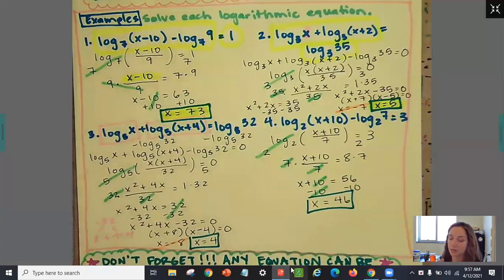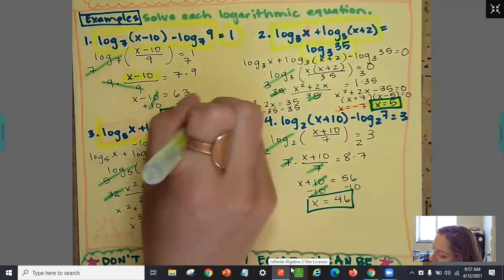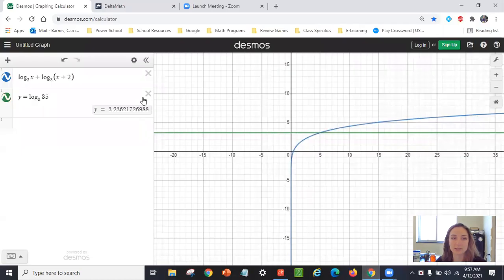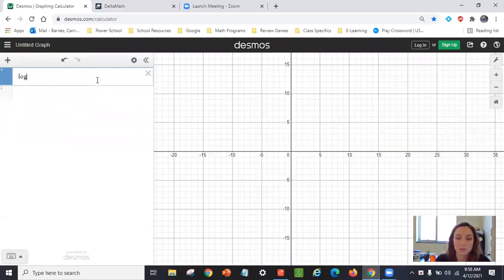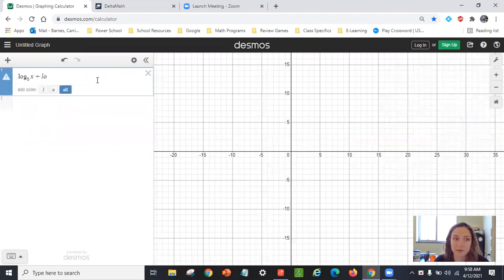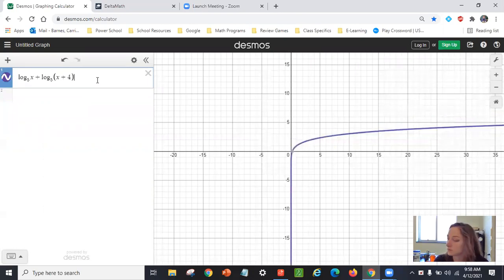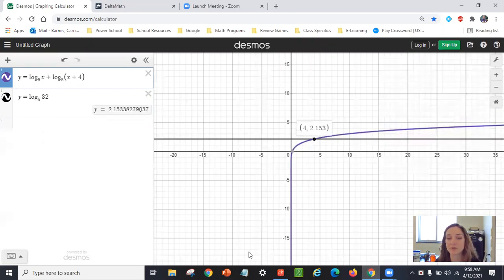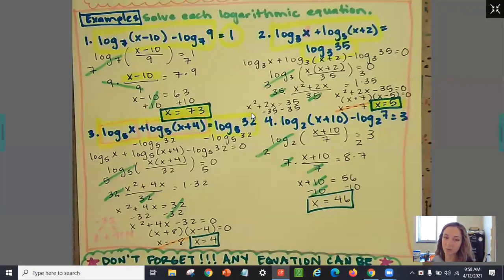So let's try out problem number 3 now. I'm going to type in the left-hand side into one blank. Then I'm going to type in y equals the right-hand side. So going back to Desmos, log base 5 of x plus log base 5 of x plus 4. And then we're going to have y equals log base 5 of 32. I could also type in y equals the first one. It does the same thing. Clicking on their intersection, the x value is 4, which is exactly the answer that we got for this problem down here.